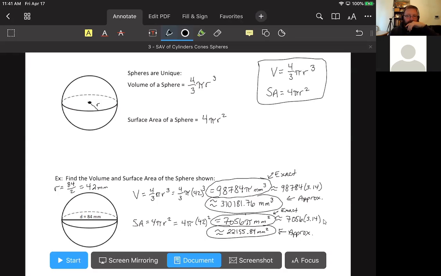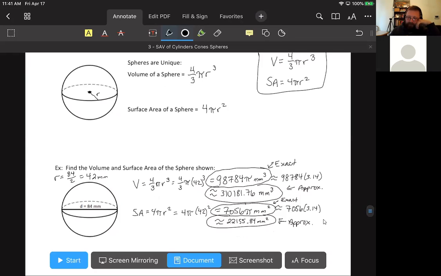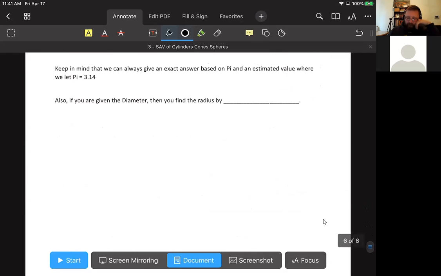Okay. So a couple little details to keep in mind here. We're always going to give an exact answer based on pi, and an estimated answer where we let pi be equal to 3.14. And again, if I give you a diameter, you find the radius by dividing by 2. So just real quickly, I want to put it all in one place here. We had 3 shapes that we talked about today: cylinders, cones, and spheres.